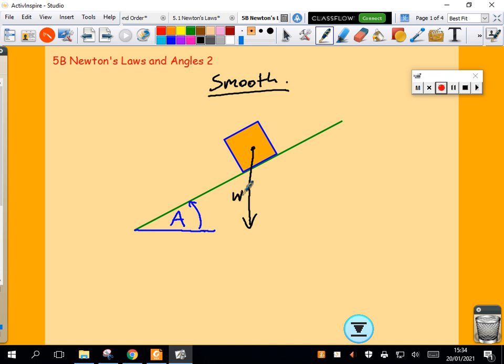Also, there's going to be a normal reaction. Notice the normal reaction in this case is not going to be vertical. It's a contact force, so it's normal to the plane. So it's going to be perpendicular to the plane, heading out that direction. And if we're talking about a smooth surface, these are really the only two forces at work here.